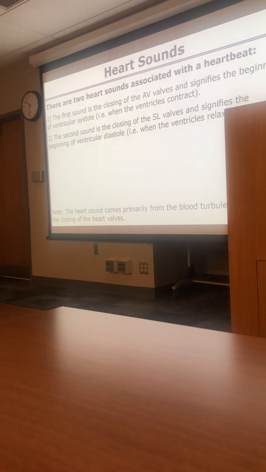So the question is, what's actually creating the heart sound? Now, the first heart sound is the closing of the atrioventricular valves. The second heart sound is the closing of the semilunar valves. But it's not the actual closing per se that's making the sound, it's actually the sound of blood turbulence hitting off of those closed valves.